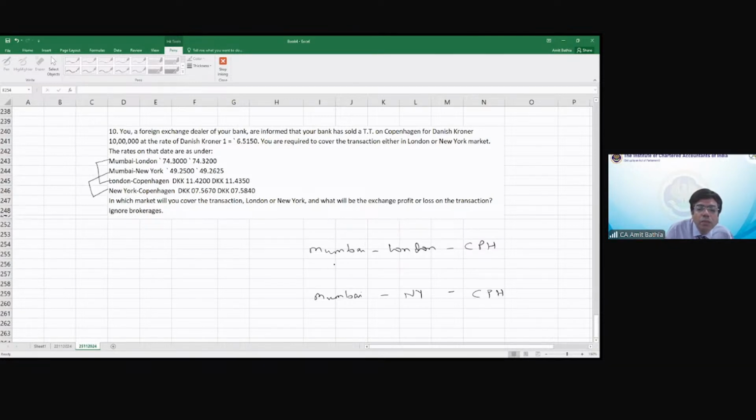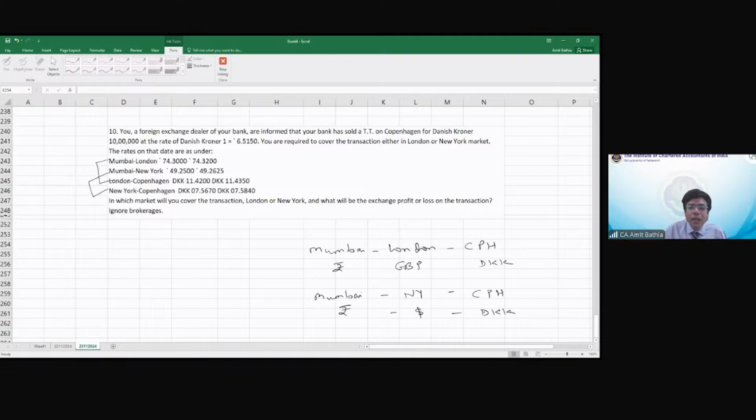Now, Mumbai currency is rupee. What is the London currency? Yes, GBP. Very good. So London currency is GBP, and then London to CPH you have mentioned in DKK terms, right? Which is Danish kroner. Similarly, if I do from Mumbai to New York, it is going to be US dollar to DKK.